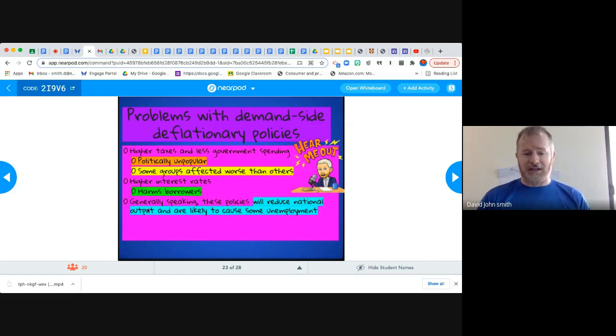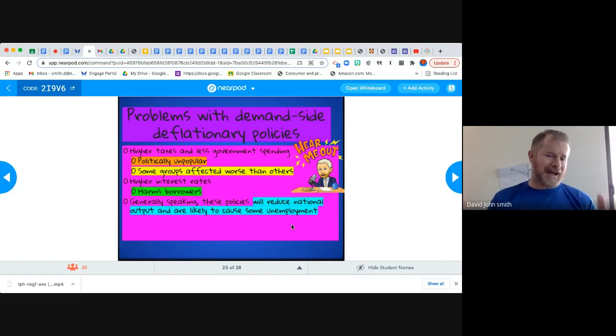Now, generally speaking, these policies are going to actually reduce national output. So therefore, any deflationary policy is going to, as we said before, cause unemployment. So it's that idea that there's the trade-off between inflation and unemployment. And we've said unemployment is evil, we've said inflation is evil. So we're realistically now juggling with these two ideas and trying to figure out what sorts of levels are going to be acceptable to us.